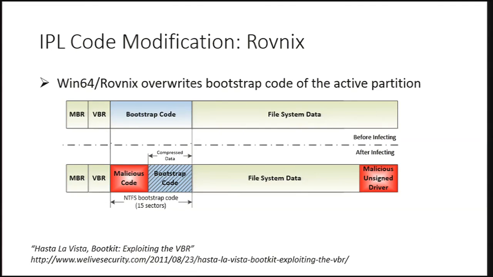So let's see the Rovnix infection strategy. On this slide, there is a picture of the layout of the hard drive before and after infection. We can see that the bootstrap code, in fact the IPL, gets infected in the following way. The malware just compresses it and appends it to the malicious code. And this is how it receives control at the next system startup. You can get more information on this threat and this infection vector at this reference.